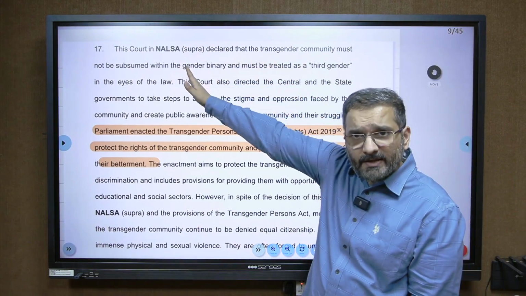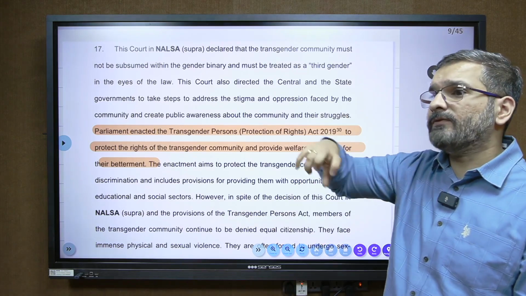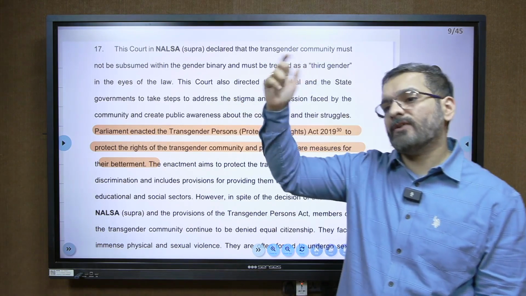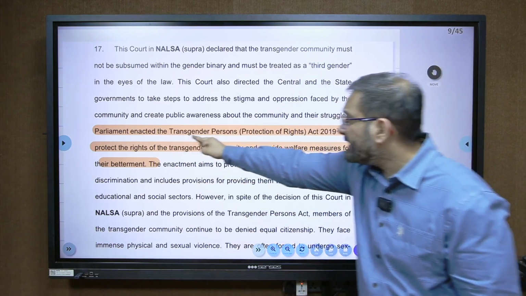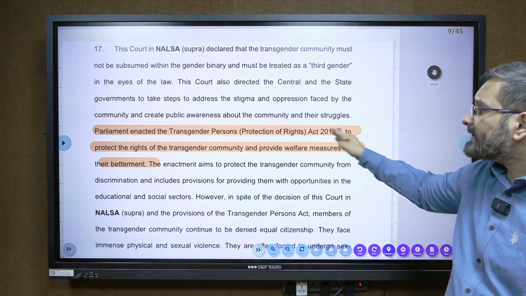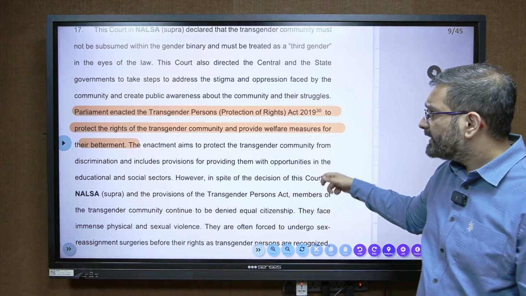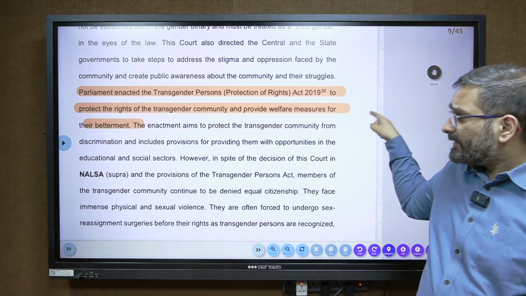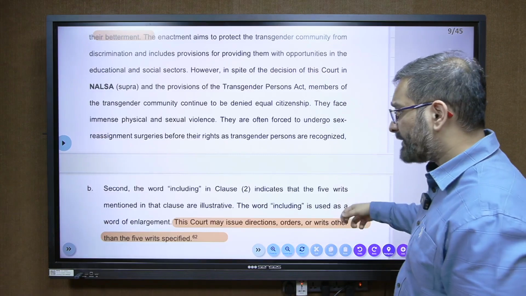Now, after the Nalsa judgment, which law was enacted, or which of the following acts were enacted as an effect of the Nalsa judgment? I'm giving you sample questions alongside this. So Parliament enacted the Transgender Persons Protection of Rights Act 2019. Just mark out the year because this becomes important. Alright. To protect the right of transgender community and provide welfare measures for their betterment. So statute का नाम याद करना पड़ेगा.